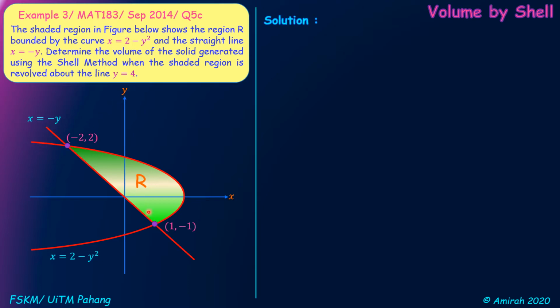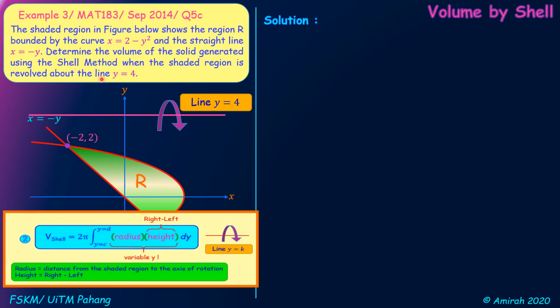Alright, this is the curve x equals 2 minus y squared. This is the straight line x equals negative y. This is the intersection point between the straight line and the curve. This is region R before rotation. Alright, so the axis of rotation is the line y equals 4. Okay, this is the axis of rotation.